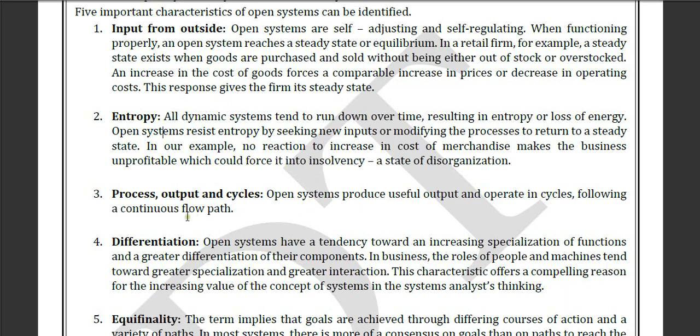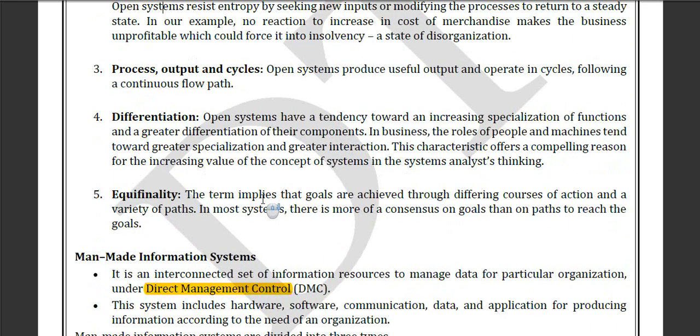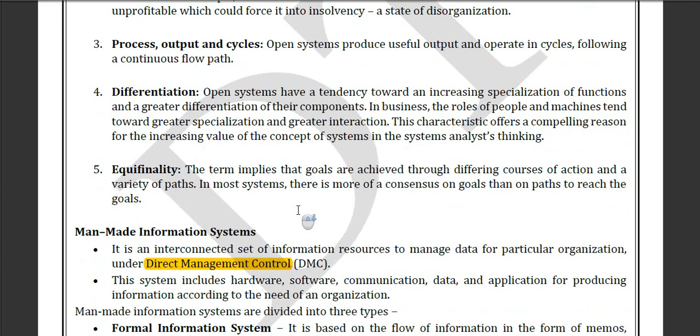Now, process, output, and cycles. Cycles are charts which go in an oval shape from this one to this one to that one, like this. This is a cycle, and output is output, and process we have already discussed. Differentiation means the difference between two parts or portions. Now, equifinality means the equalization or equal part, that we can say that A is equal to B. This is the equalization factor.